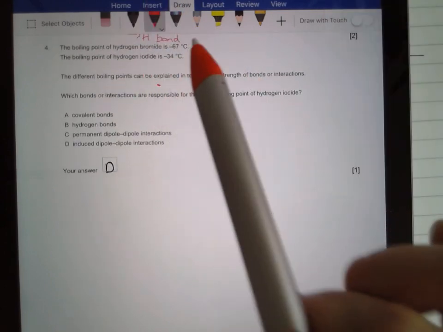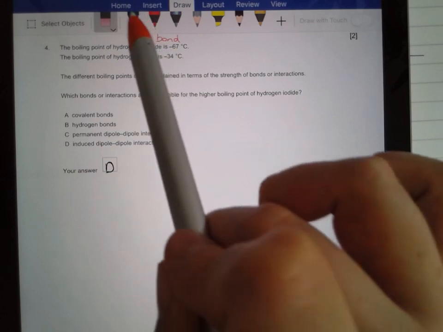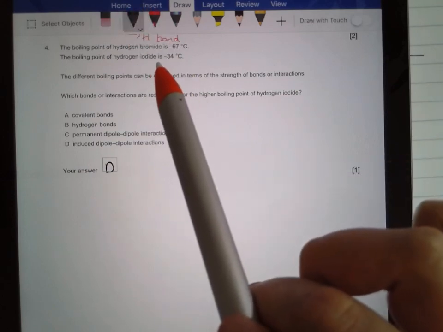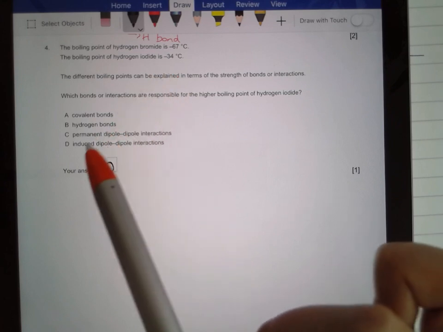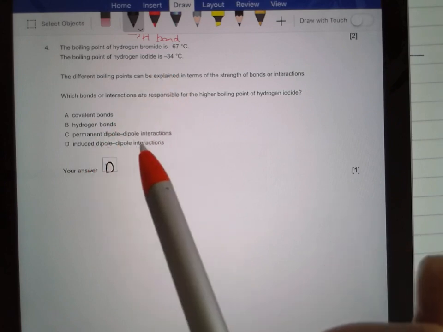You're comparing hydrogen bromide and hydrogen iodide. The reason hydrogen iodide has the higher boiling point is because iodine has more electrons. It's got more electrons, therefore its induced dipole-dipole or London forces are stronger. So your answer is going to be D.